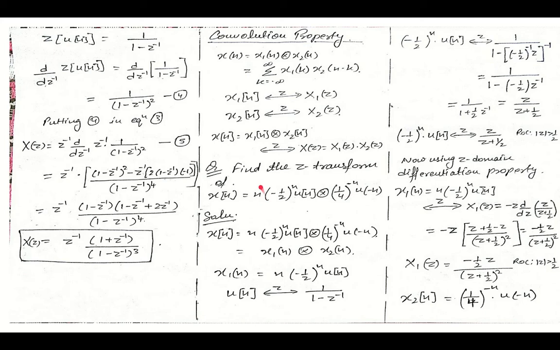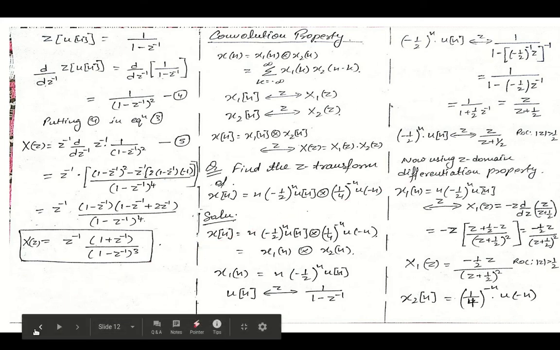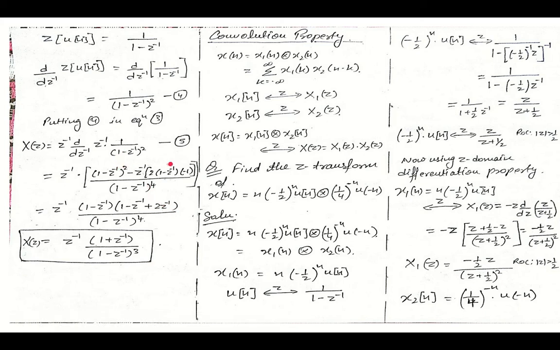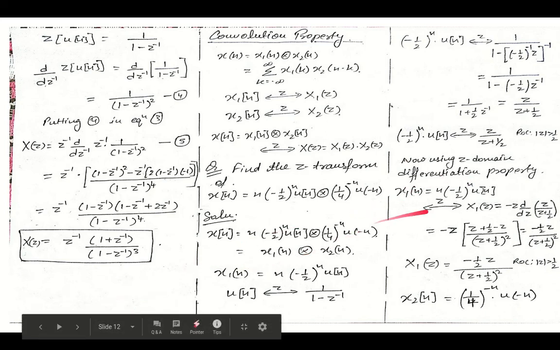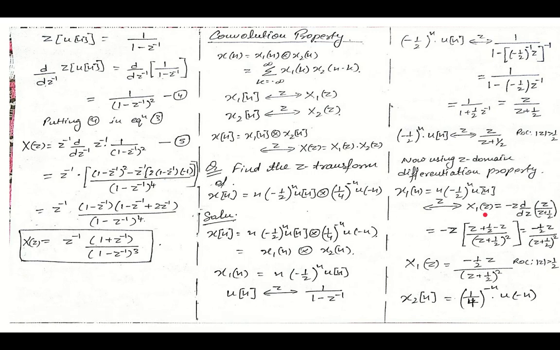Now the third thing is that it is multiplied with n. So for this multiplication by n, we have to utilize the differentiation of the Z transform. As previously mentioned, we have two representations of the Z transform. In the previous example we utilized the inverse terminology. Now here we will be utilizing the z terminology. So for the z terminology we have this X1(z), which is given as minus z d by dz of z upon z plus 1 by 2.